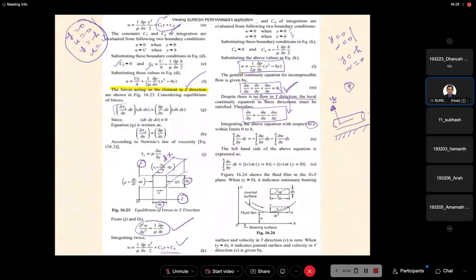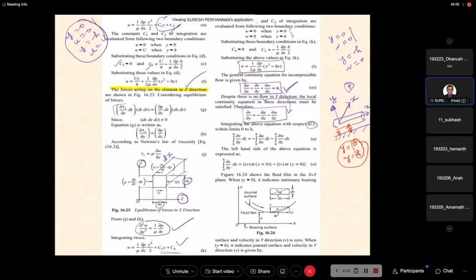This is the z direction, this is the x direction. Now we are concentrating on this only. Now the y is nothing but y is equal to 0 to y is equal to h. Here y is equal to 0, and here y is equal to h. This is the limit I am considering, 0 to h.